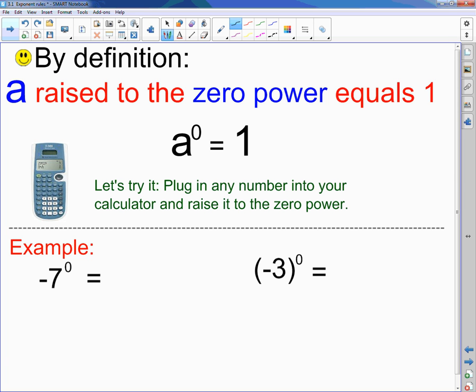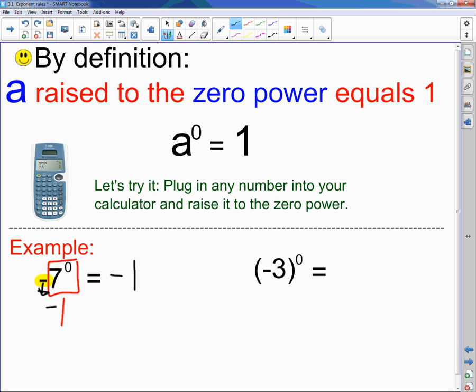Okay, quick new rule. Anything raised to the 0 power is just 1. You could plug any number into your calculator. If you plugged this first number in, notice if you plug it in a calculator just like this, the negative is not being raised to the 0. So when you plug it in your calculator, 7 to the 0 equals 1, and then you actually have this negative that's out front. So our final answer for this one would be negative 1.